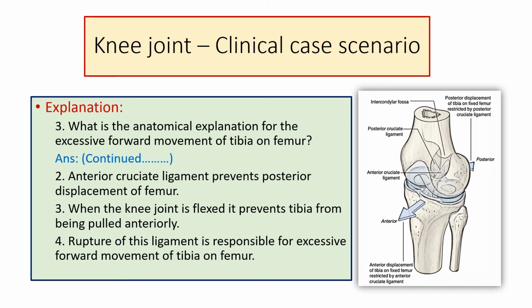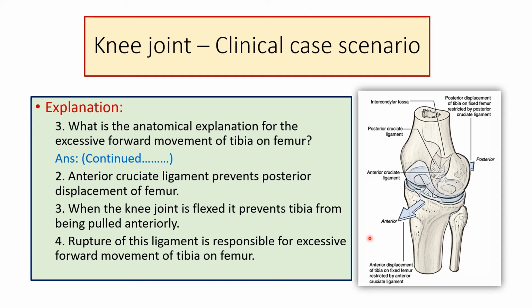Further explanation for the excessive forward movement of tibia on femur is, if you look at the picture, you are seeing the attachment of the anterior cruciate ligament and also the posterior cruciate ligament. This anterior cruciate ligament prevents posterior displacement of femur. So when the knee joint is flexed, it will prevent the tibia from being pulled anteriorly. When it is intact, it will prevent posterior displacement of femur, and when the knee joint is flexed, it prevents the forward or anterior movement of tibia.